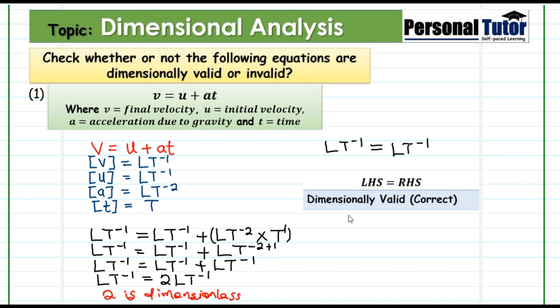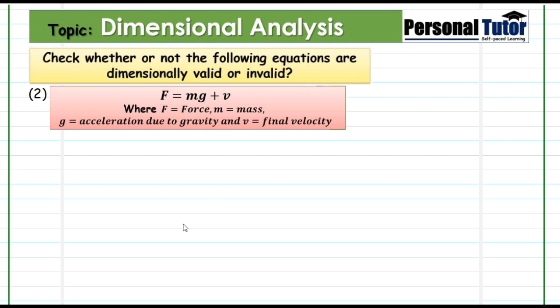This is the first of the examples, and I trust that you have followed, you have grasped the concept. Let's proceed to question number 2. Question 2, under the same preamble, we have the equation F equals mg plus v, where F is the force, m mass, g acceleration due to gravity, and v final velocity. So F equals mg plus v.